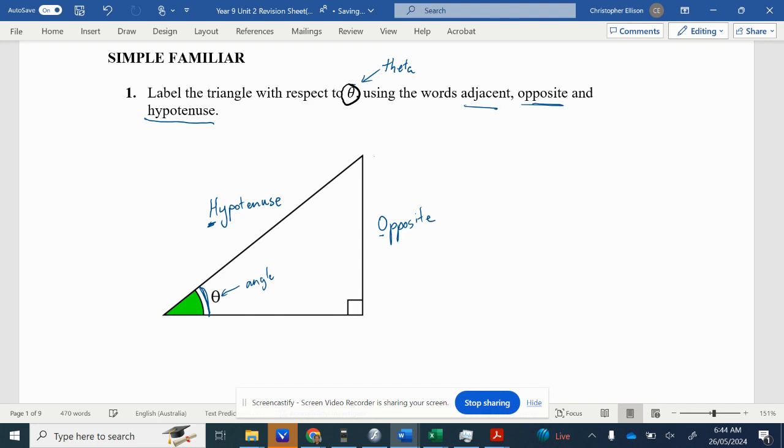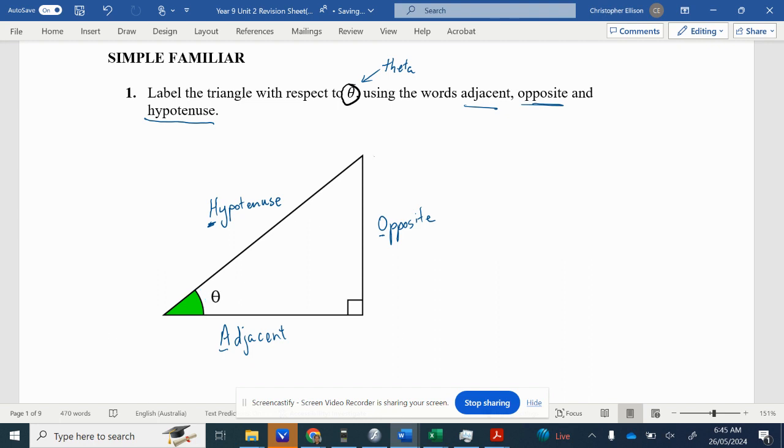And then adjacent is the one that's touching it, but not the hypotenuse. Okay, so this is the adjacent here. Adjacent actually means next to, so it's next to the angle. And again, you can just put A there, O and H. When we're labeling, that should be enough.